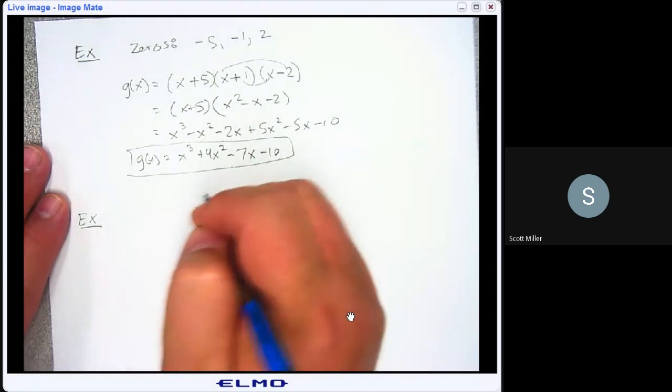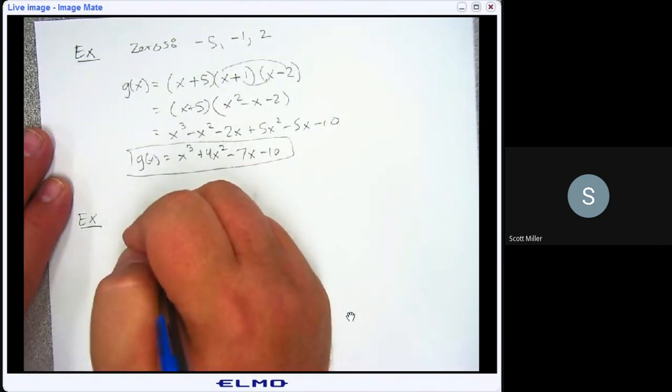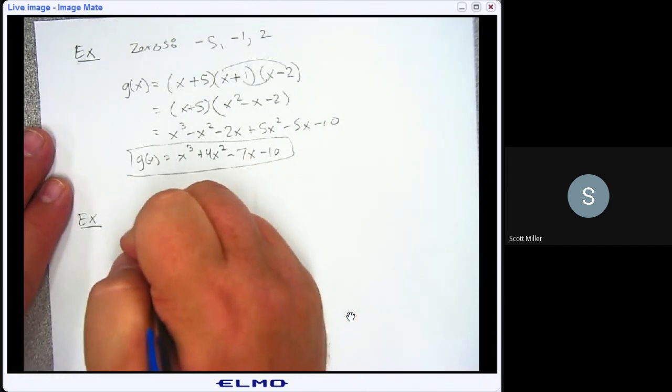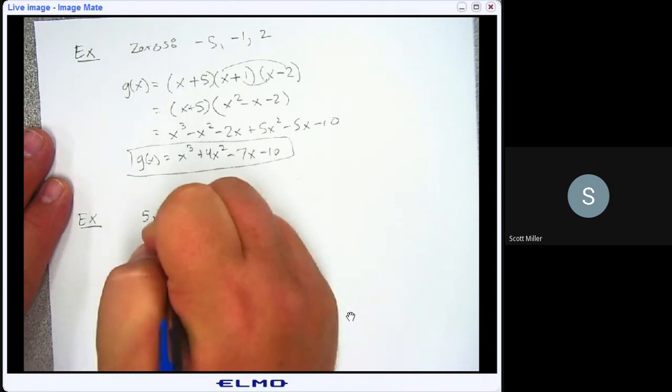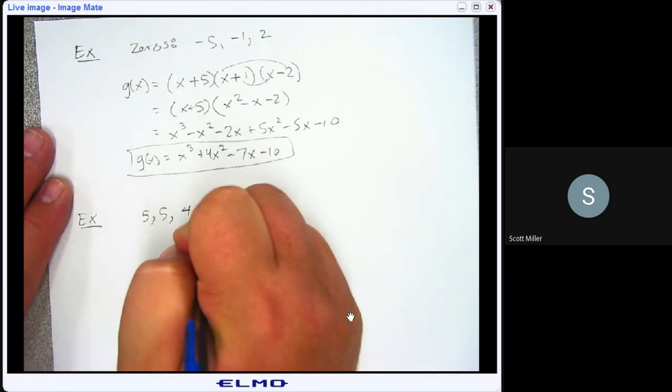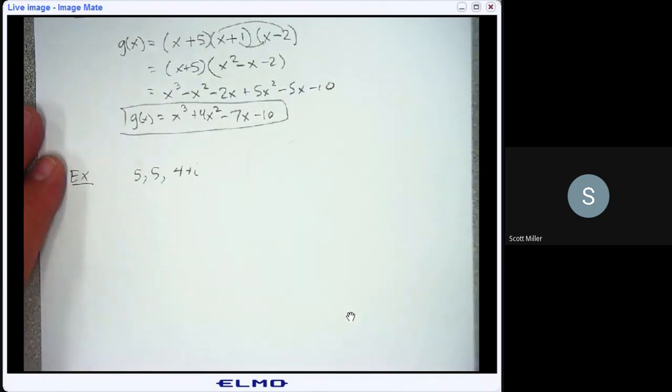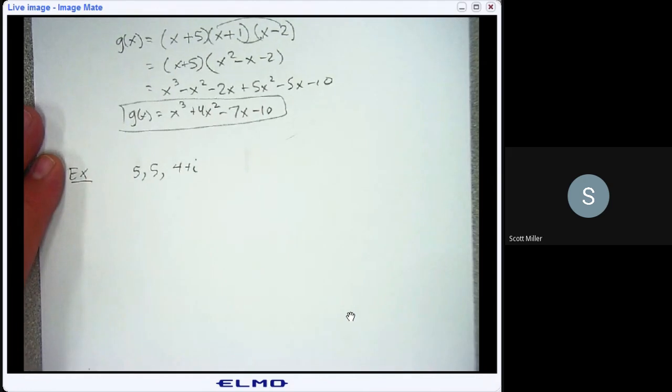Let me do this one. Here are the zeros: 5, 5, and then 4 plus i. I'll do one with complex zeros. Write a polynomial of least degree and a leading coefficient of 1. You have to ask the question, well, how many zeros are there? Least degree, I have to know the degree that I'm shooting for.